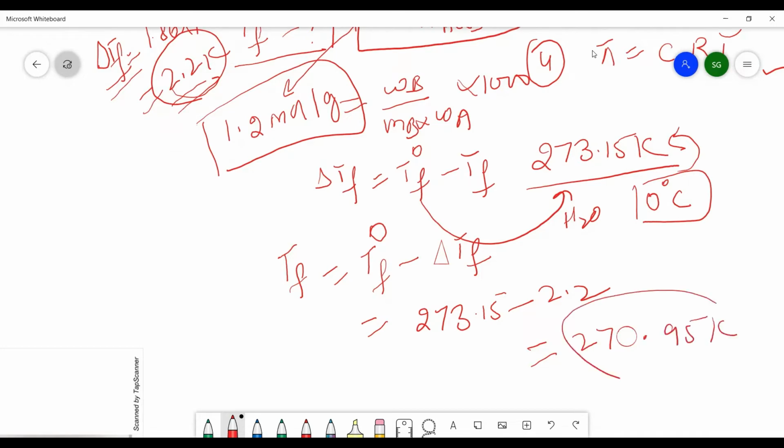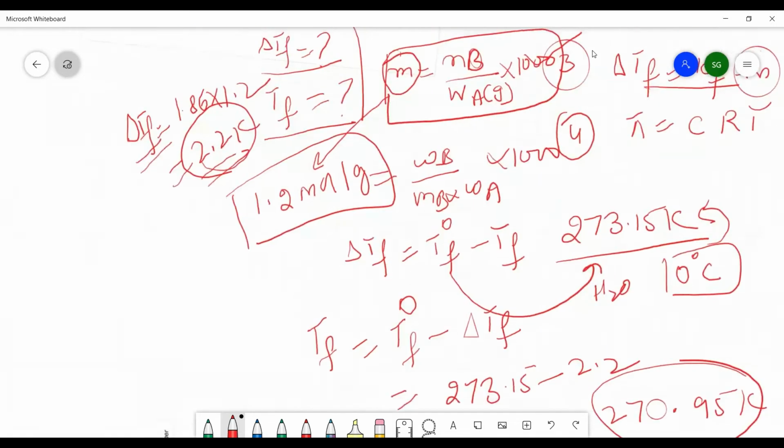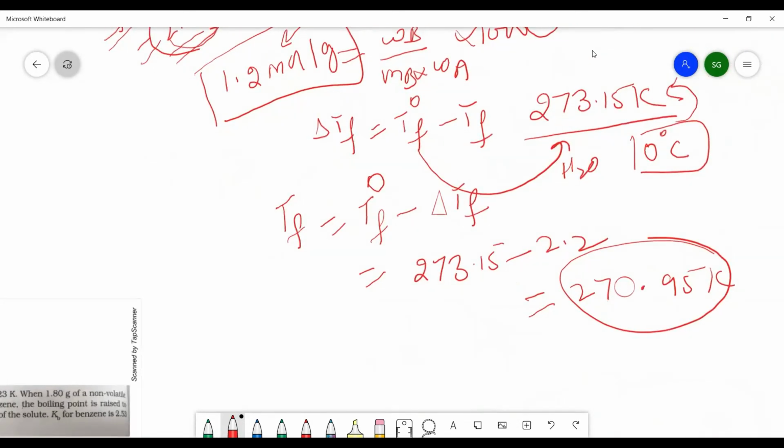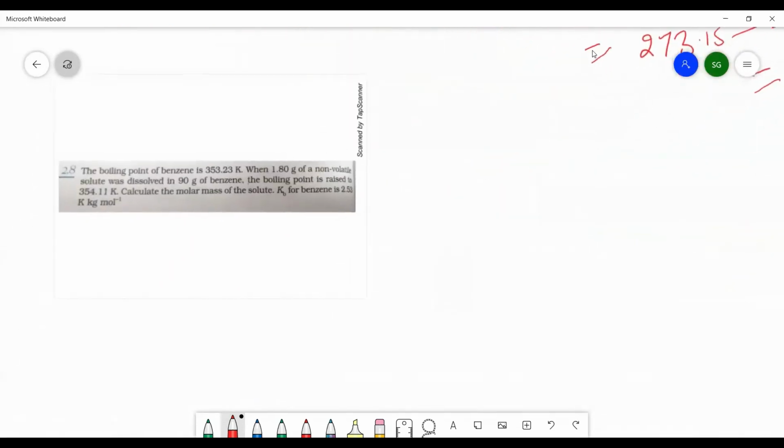270.95 Kelvin. So this is the second quantity, that is TF, and this is the first quantity, delta TF, 2.2. So it's very simple, only the calculation part is there, otherwise the numerical is very simple. Now see the second numerical.